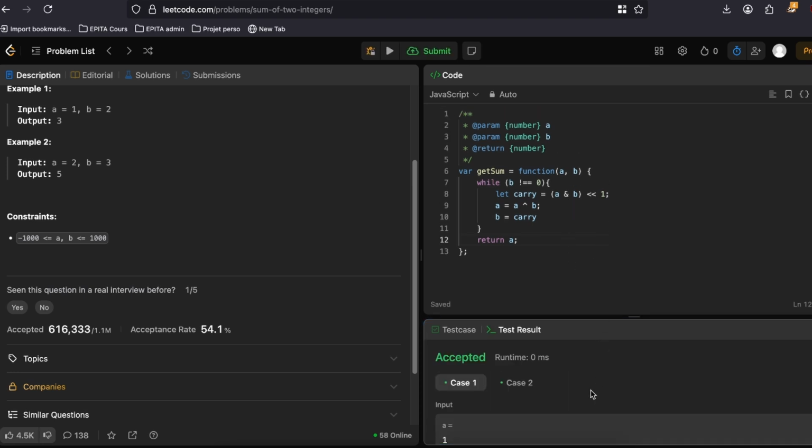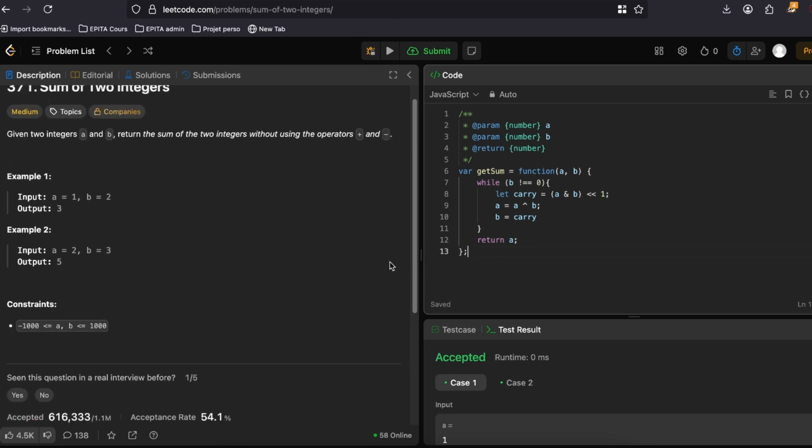Yeah, so we can see that this is how we solve it. The acceptance rate is just above 50%. I think it's quite a simple problem, but really interesting, and it demonstrates your understanding of the binary operations as well as the Boolean operations. So I think it's a really cool problem.